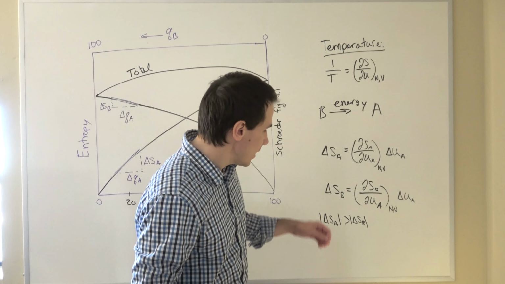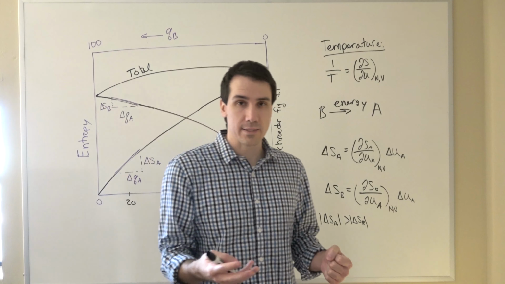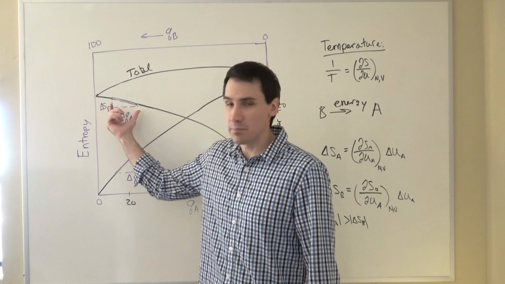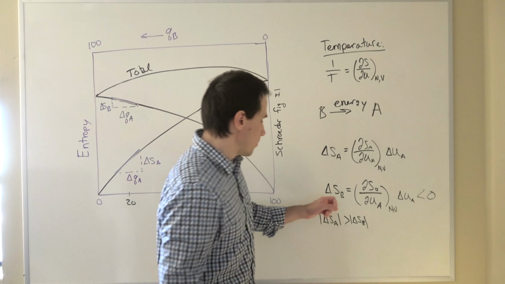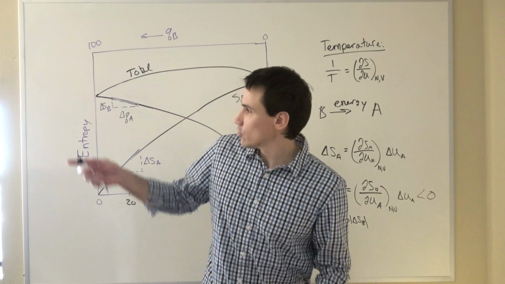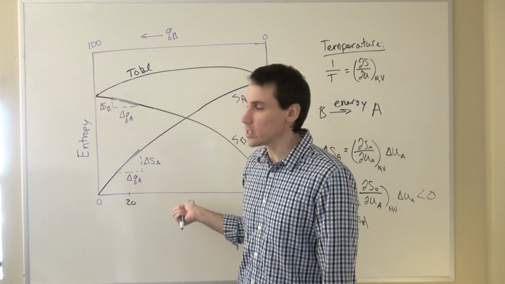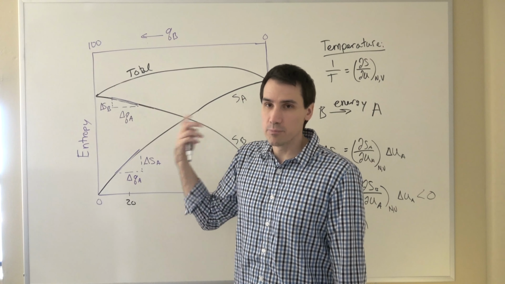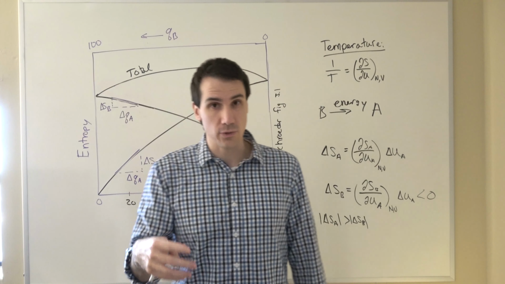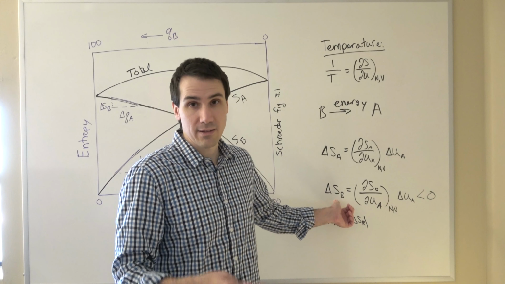Now, that means that my total change in entropy should be positive because A is gaining more entropy than B is losing. Note that this slope is negative. B is losing entropy, and it's doing that because it's giving up energy. So as the energy of box A is increasing, the energy of box B is decreasing. So as I move this way on the graph, B is losing energy. As it loses energy, it loses entropy. And therefore, this delta SB is going to be a negative value.